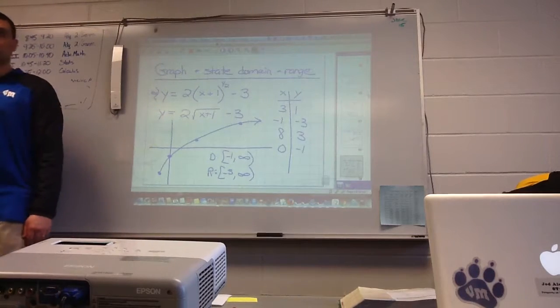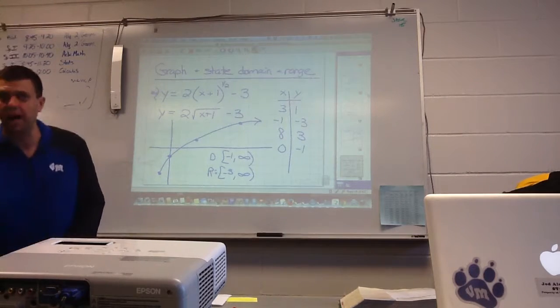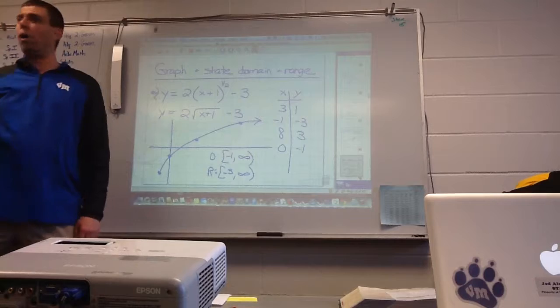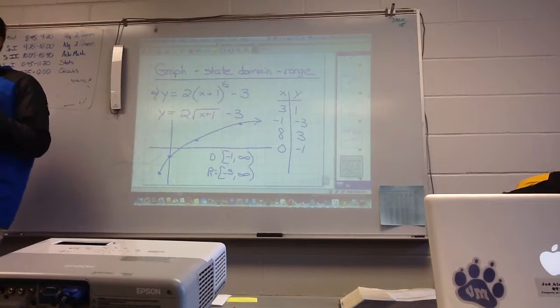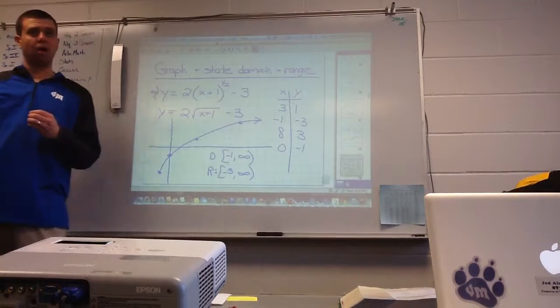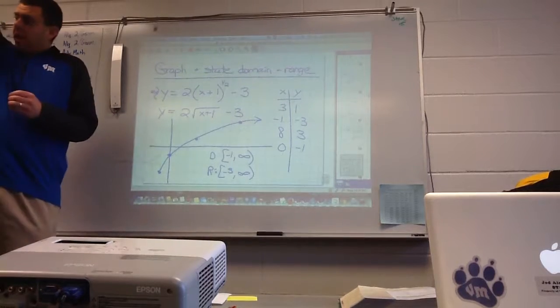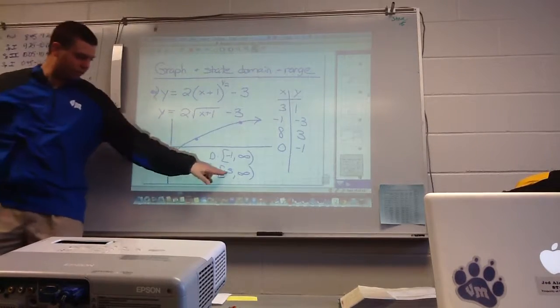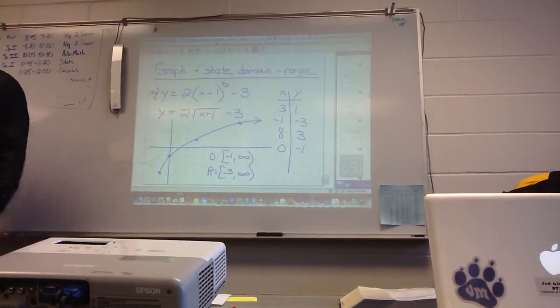Range. Range is your y values. So you think bottom to top. What y values is this graph touching? Every number from -3 on up, right? So we write -3 to positive infinity for the range.